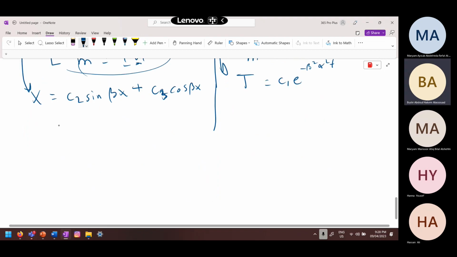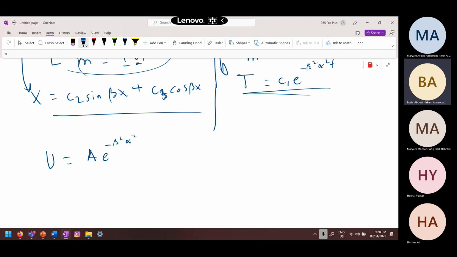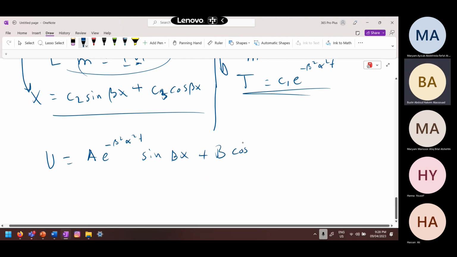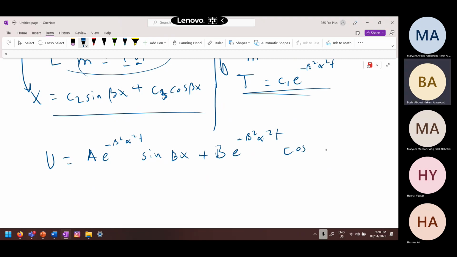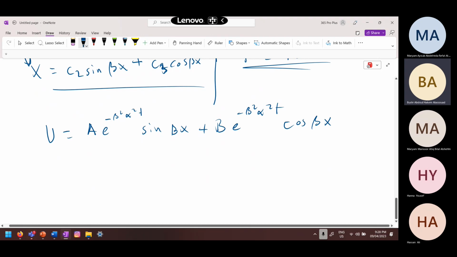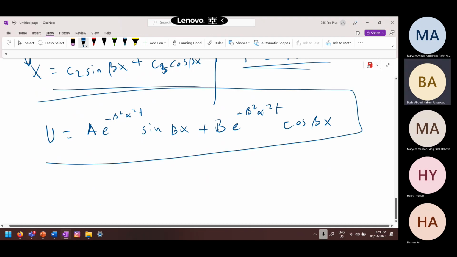Okay, so our u is equal to this function multiplied with this, which is a e to the power negative beta squared alpha squared t sine beta x plus b, you forgot the e to the power negative beta squared alpha squared t, cosine beta x. Okay, now this is our third and last solution.